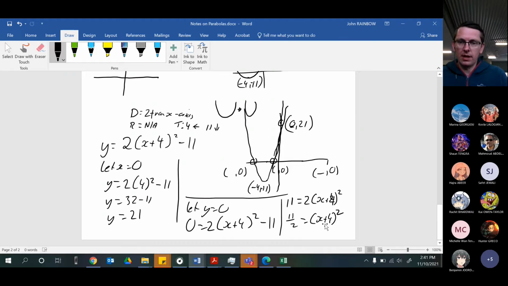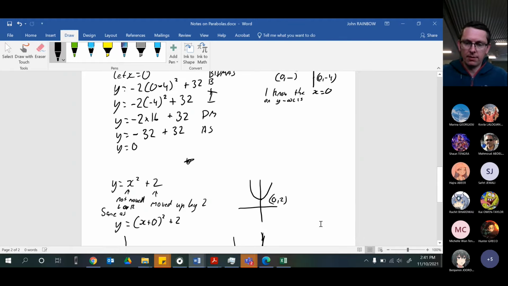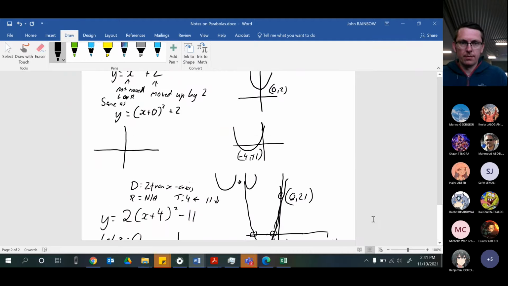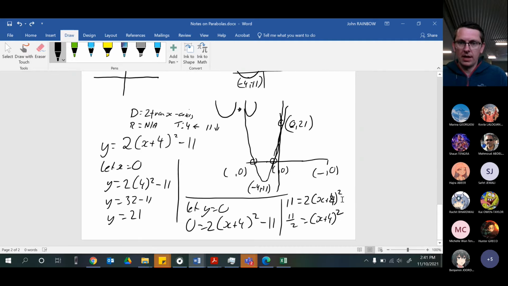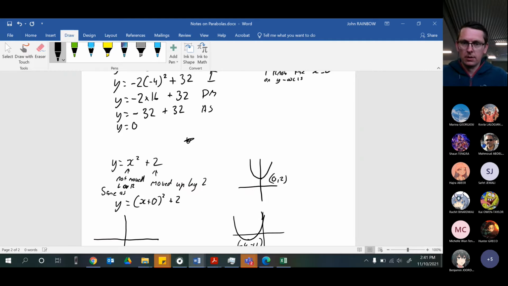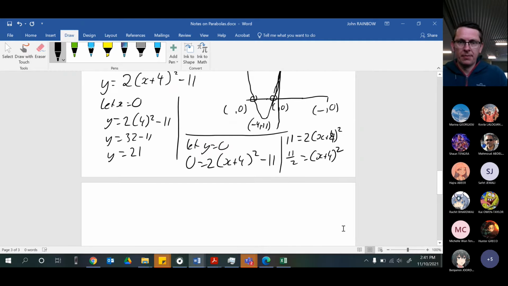I've run out of room, haven't I? Of course I have. Sorry. Now, to continue on from that, I need to square root both sides. It's actually going to be plus or minus the square root of 11 on 2 equals x plus 4. So it's going to be -4 plus or minus the square root of 11 on 2 equals x.